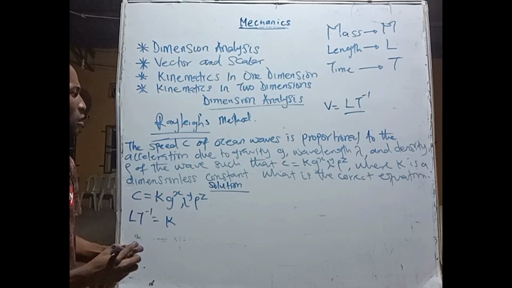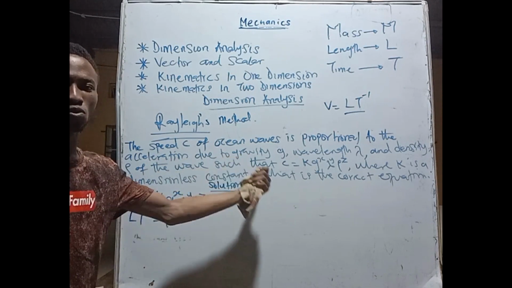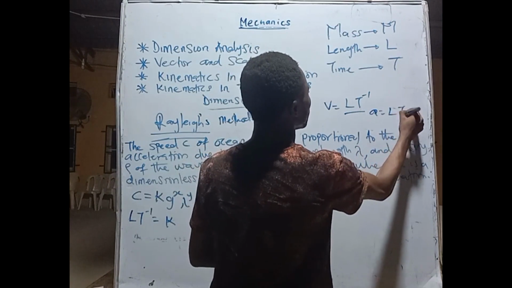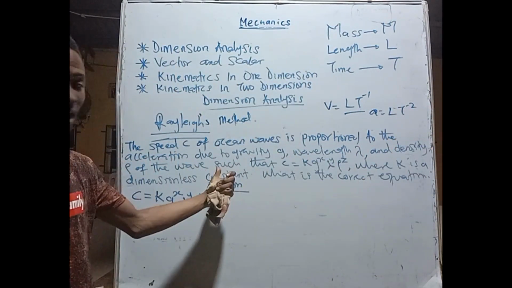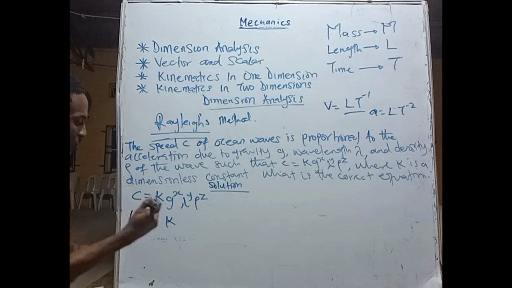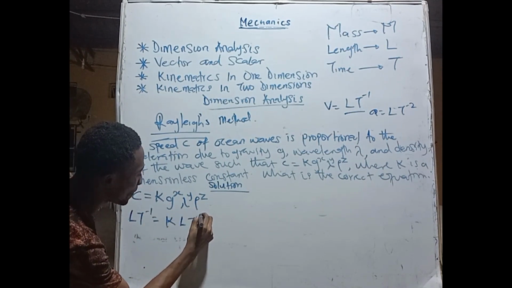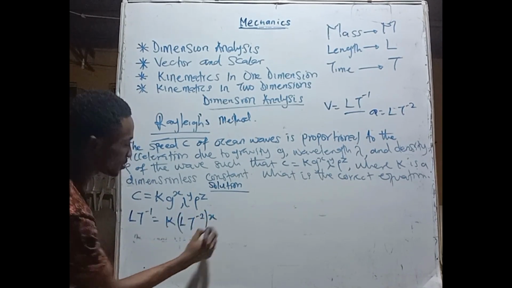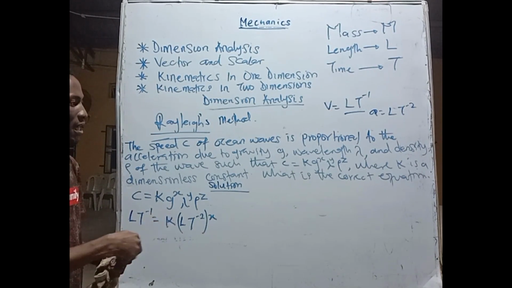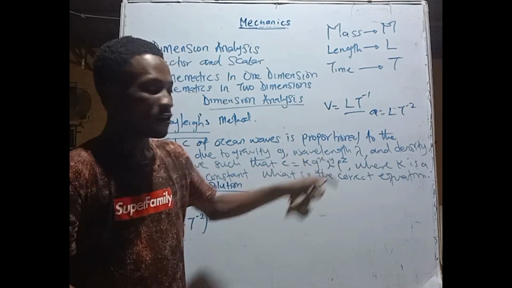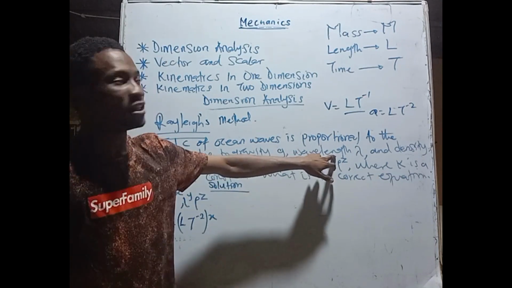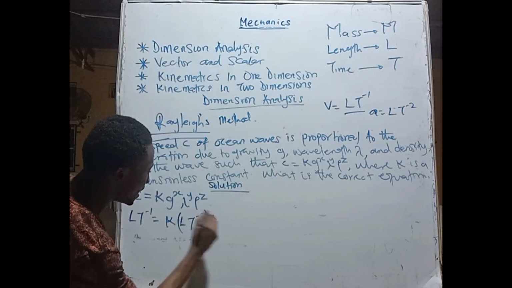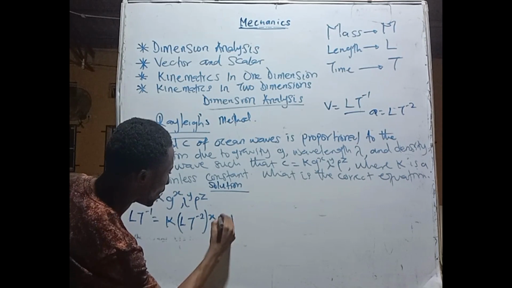Now g is what? Acceleration due to gravity. Like we said the other time, acceleration is what? Acceleration equals LT raised to power minus 2. Good. The same thing applies here. So acceleration due to gravity is what? That's LT raised to power minus 2, all raised to power x. Hope you get that. Now, lambda is what? Wavelength. From the word wavelength, it's telling us that that's the measure of what? Of length. Good. So our lambda will be what? L raised to power y.